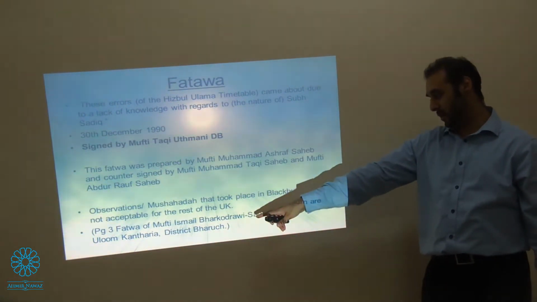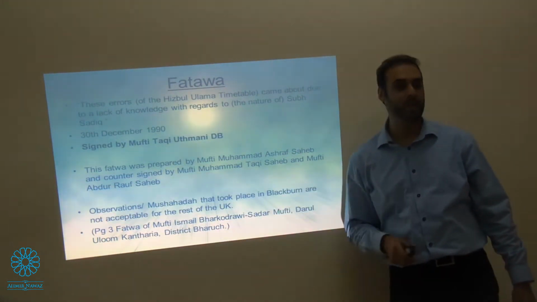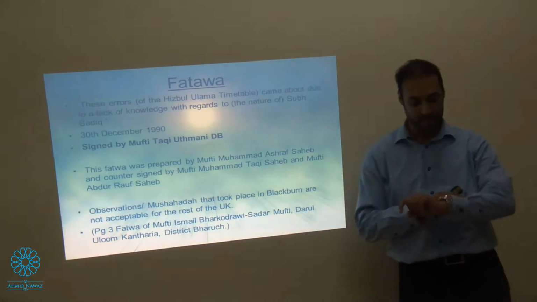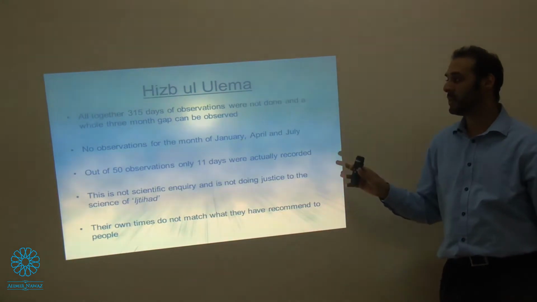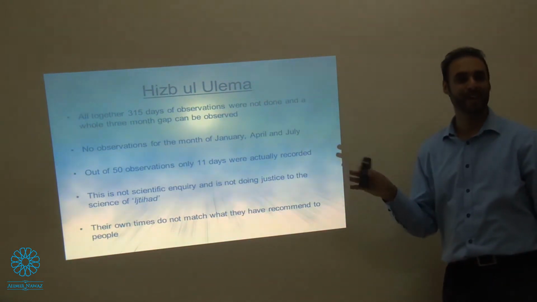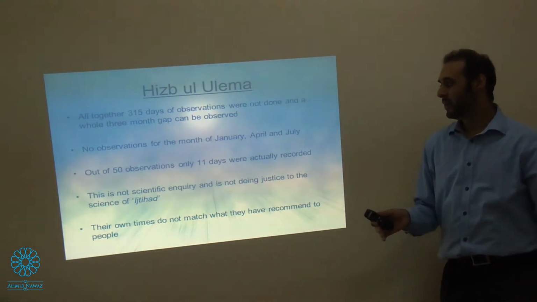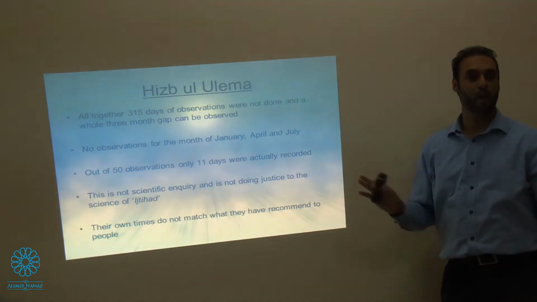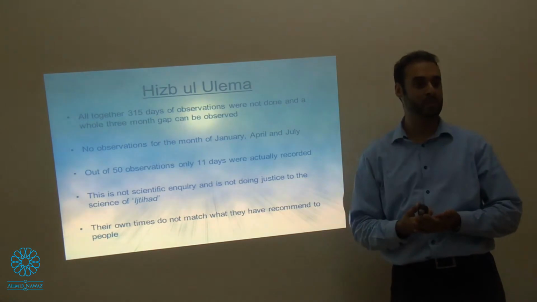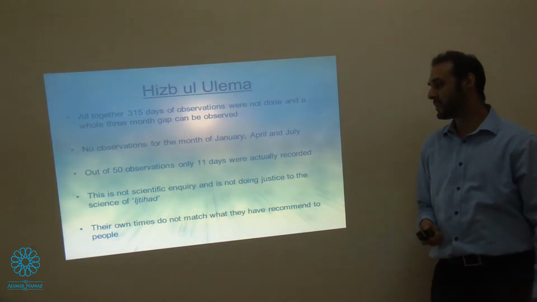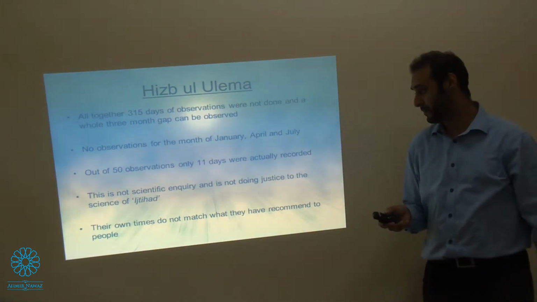Again, Mufti Ismail Barak Ad-Darami, in his Fatawa, Darul Kanderia district, Baroch in India, again they're saying that we can't use these timetables. Hizbul Ulama, altogether 31 days of observations were not done, so 315 days out of a year, no observations. And a whole 3-month gap was observed in one of the observations. So like for January, April and July, no observations. Out of 50 observations, only 11 days were actually recorded. So only 11 days were put down on paper, the rest of them weren't even put on paper. This is not scientific inquiry, and it's certainly not doing justice to the science of ijtihad.